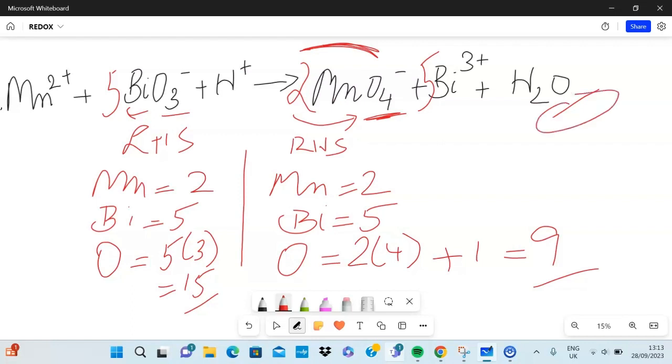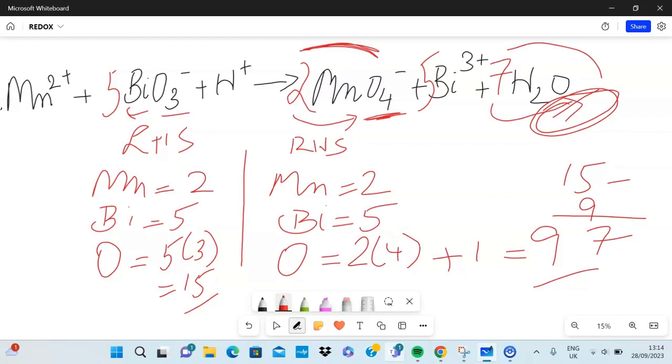So the best thing to do is to make your modifications to the water because there's oxygen there. So when I do the calculations, 15 minus 9 is going to be 7. So 7 in front of my water. So there's 7 oxygens fixed. Oxygen is balanced now. Okay, oxygen, nice and well. Now I have one more left, and that's hydrogen. So hydrogen here, 7 multiplied by 2 is 14. The hydrogen here is only 1, and the hydrogen here is 14.